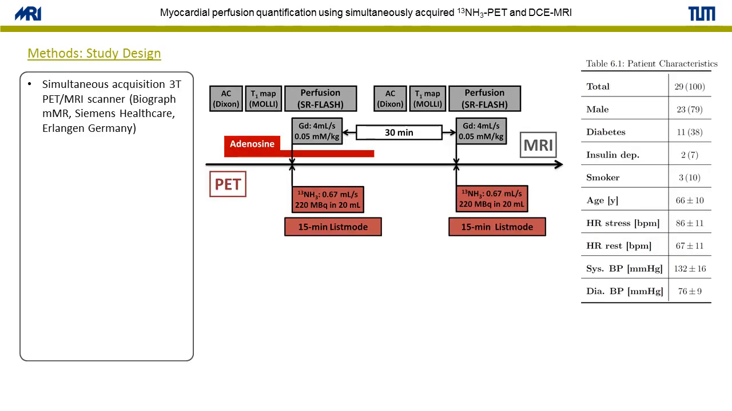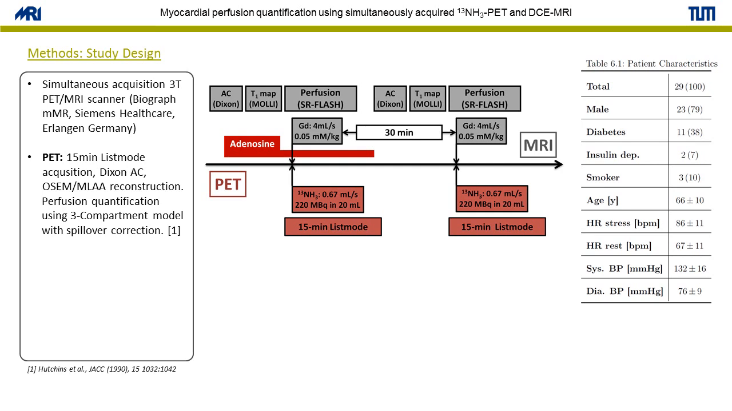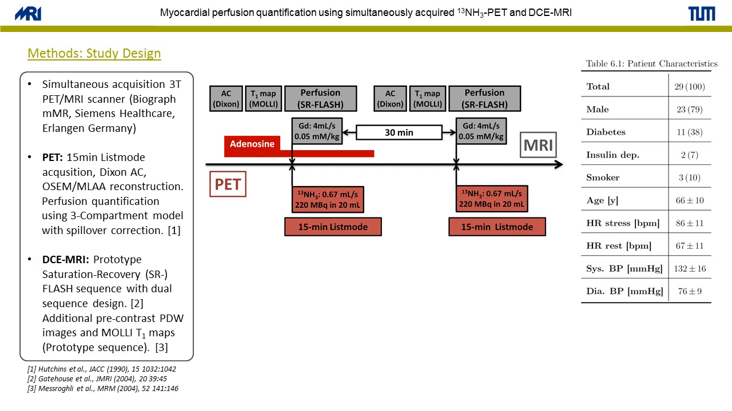This slide shows a schematic depiction of the study design and the patient cohort characteristics. For a total of 29 patients, PET and MRI perfusion data were acquired simultaneously on an integrated 3 Tesla PET MRI scanner, with the adenosine-induced stress scan preceding the scan in resting state. For PET, a 15-minute list mode acquisition was combined with a standard Dixon-based attenuation correction and OSEM and MLAA reconstruction. Perfusion quantification was done using a 3-compartment model incorporating spillover correction.